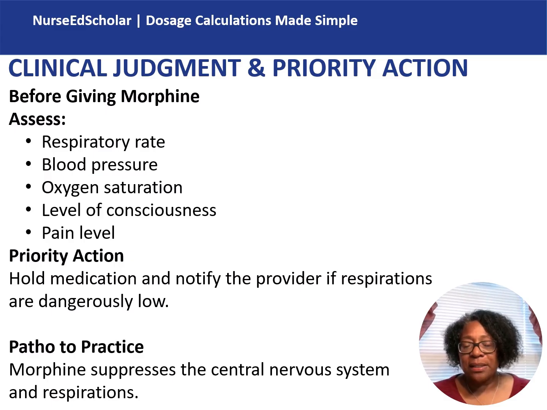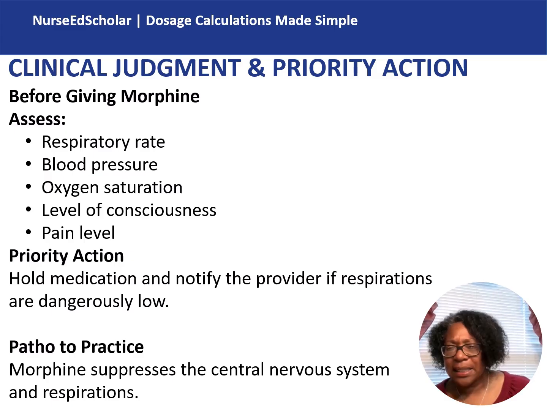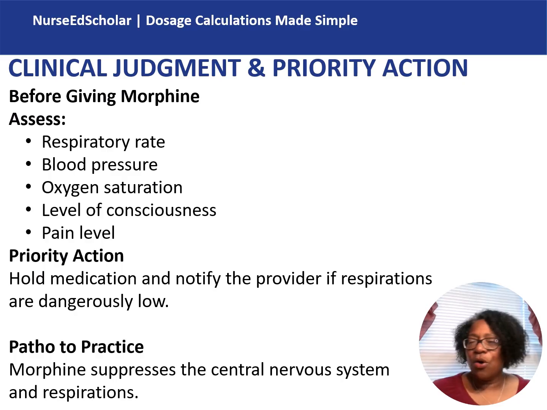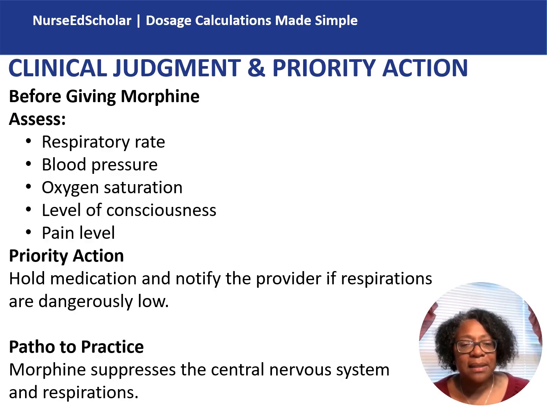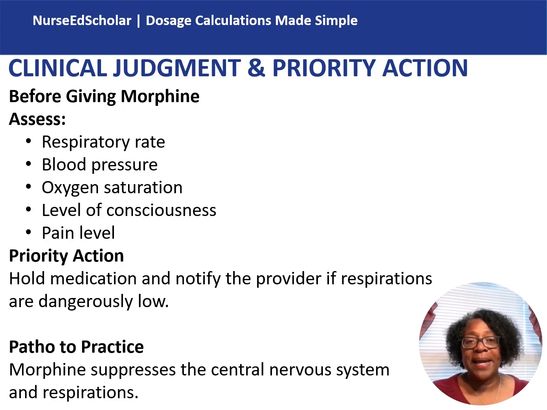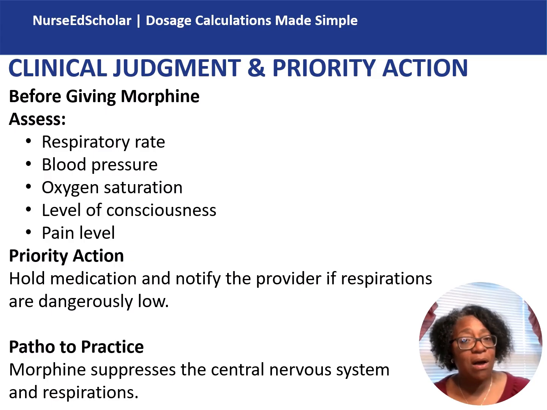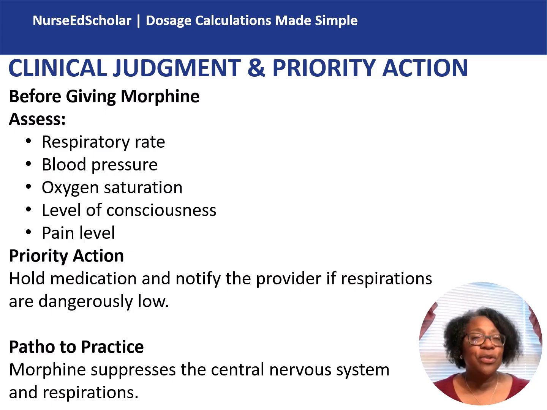Because you really want to make sure that if anything is critically off or low on your assessment, you may just have to hold that medicine, because morphine can suppress the central nervous system. It can suppress respirations. So your patient may be in pain, but if they're already breathing at eight breaths per minute, and you give them morphine, it's going to suppress it. Then your patient's not going to be breathing at all. The oxygen saturation is going to drop.